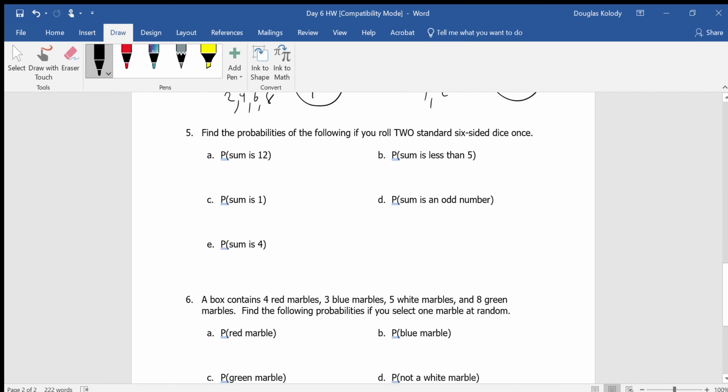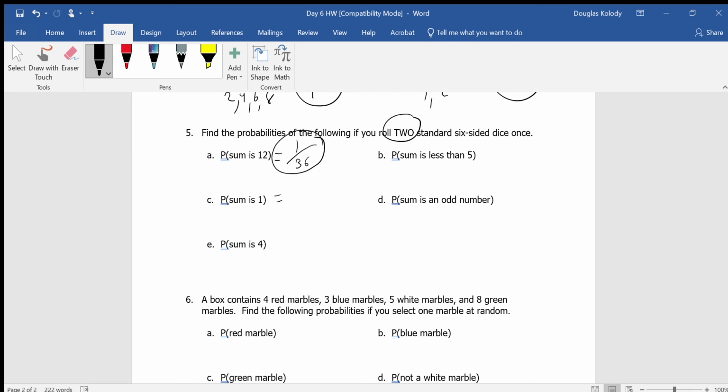Find the probabilities of the following if you roll 2 standard 6-sided dice once. So for this problem, you can consult your reference sheet once again and use your 2 dice chart with the 36 possibilities that we actually showed and worked on during the lecture itself. The probability that the sum equals 12. And on that 2 dice chart, please have it in front of you. There's only one sum of 12 out of the 36 possible sums.